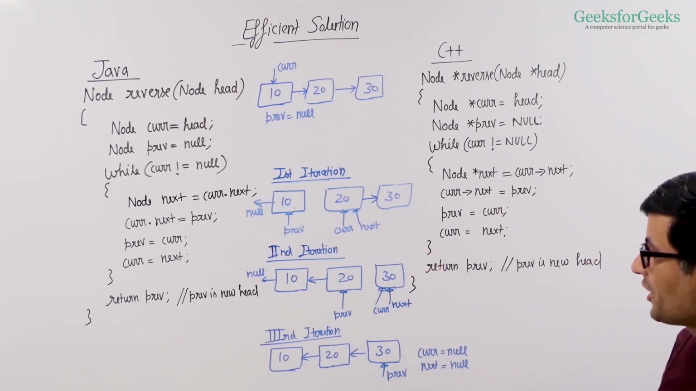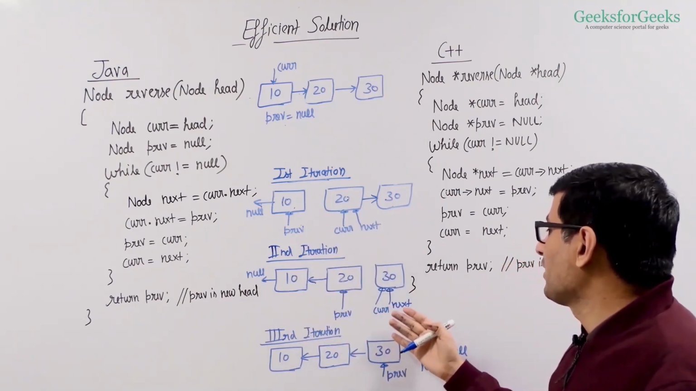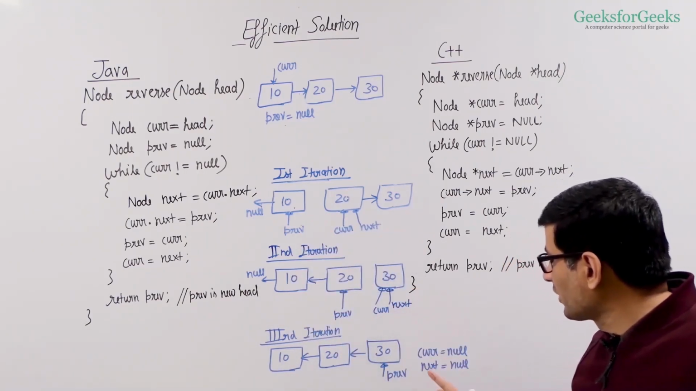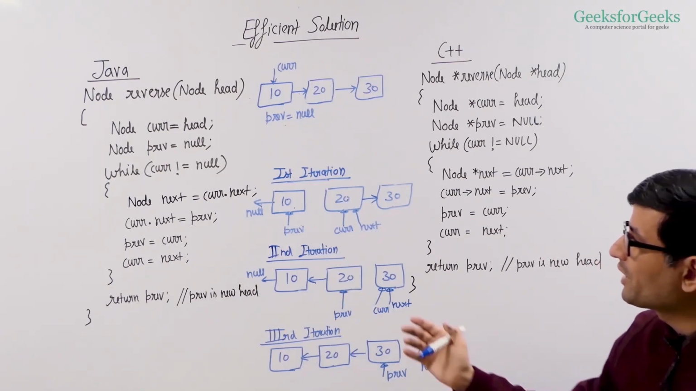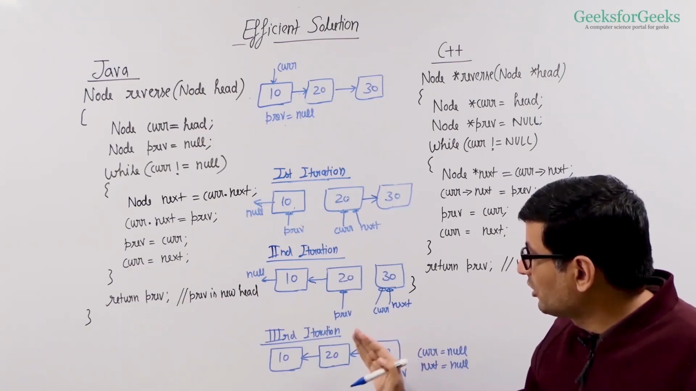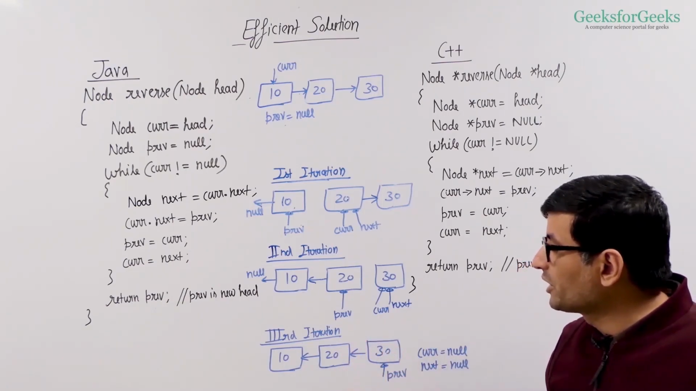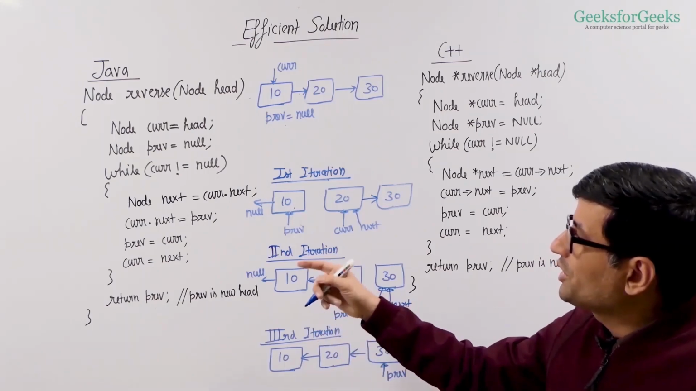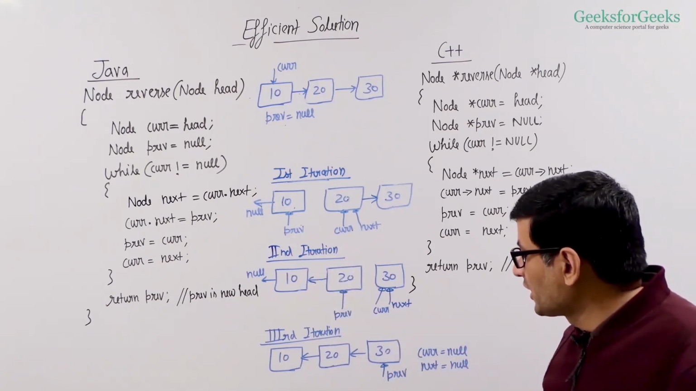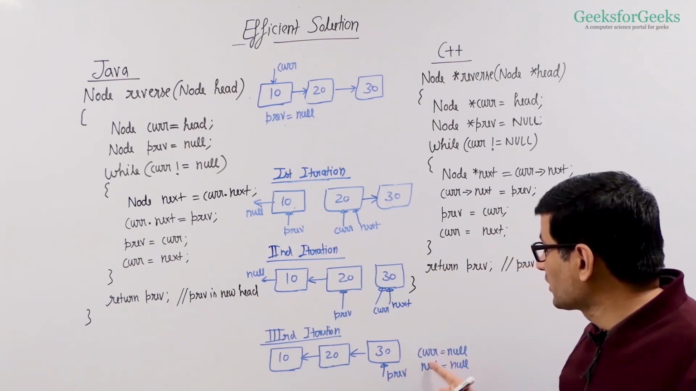Now we do the third iteration, and inside this third iteration, we again repeat the steps. So we make next equal to current next. So our next becomes null. We make current next equal to previous. So current next becomes 20, right? This node's next was earlier null, now it becomes 20. And now we change previous and current for the next iteration. So previous now becomes 30 and current now becomes the same as next, which is null.